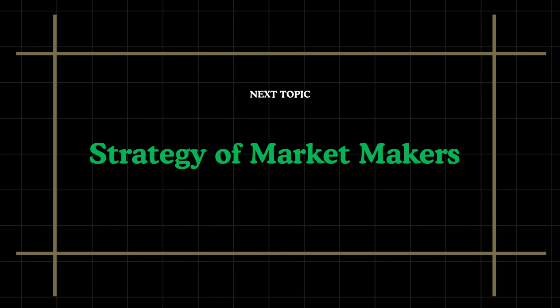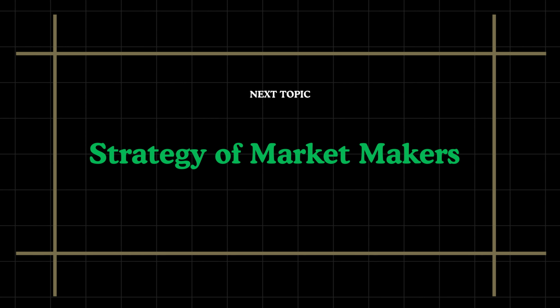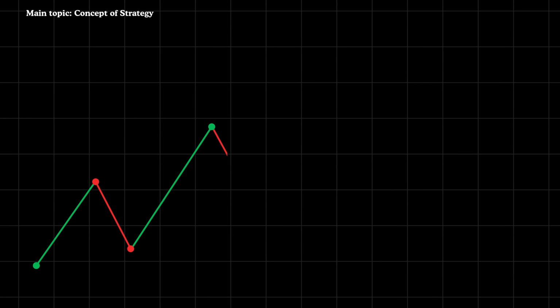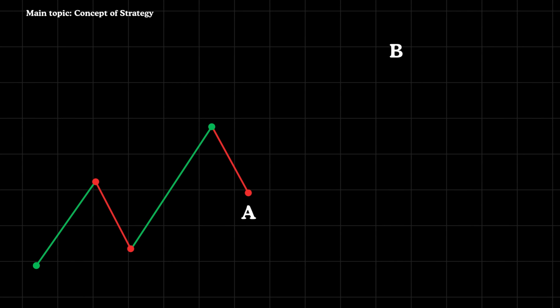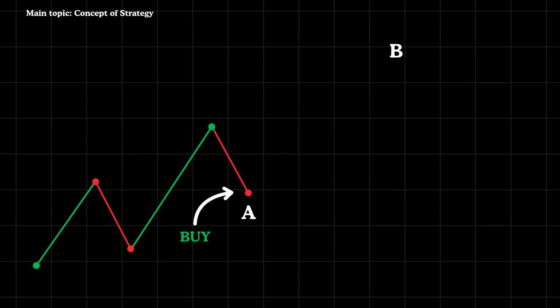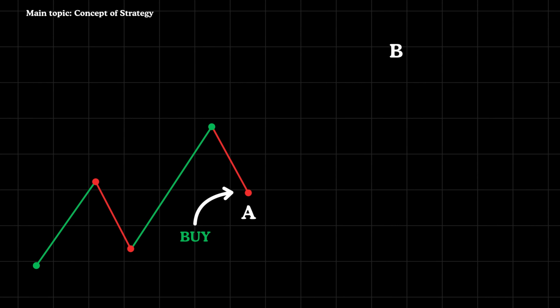Now that you're familiar with the key concepts behind the market maker's setup, let's get into it. So once again, imagine we're in an uptrend and market makers aim to drive price from point A to point B. Let's assume they plan to purchase 1 million shares before the price reaches point B. But there's a challenge.